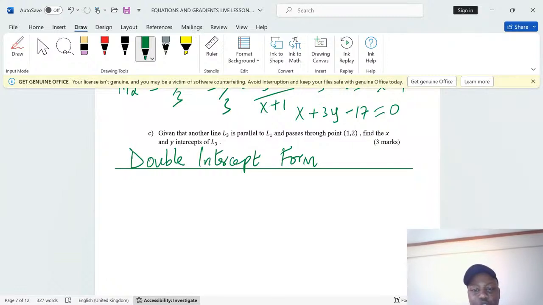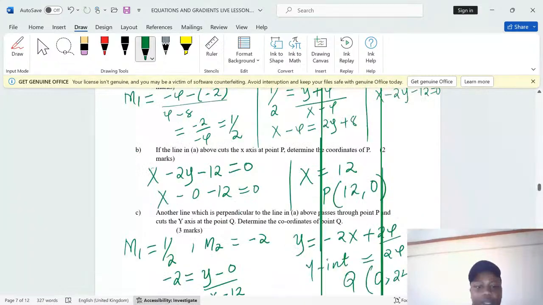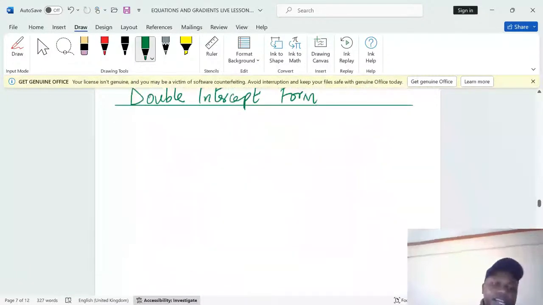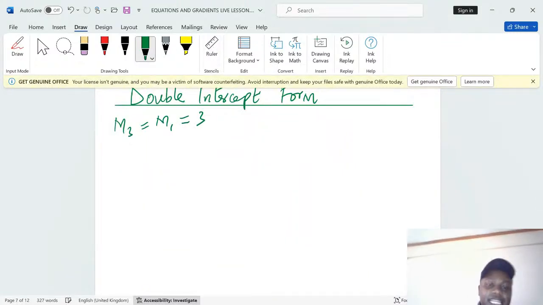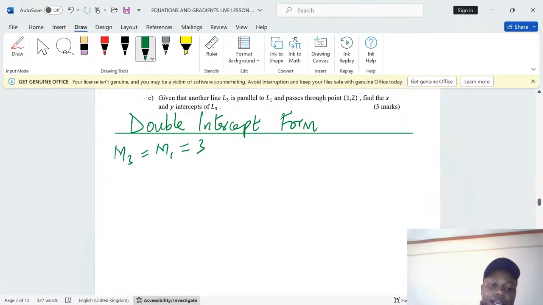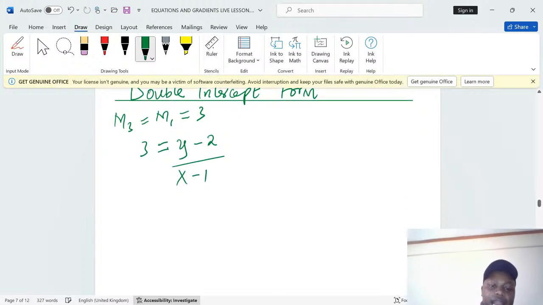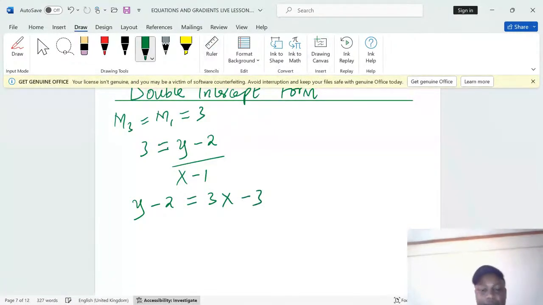When two lines are parallel to one another, they have the same gradient. If the gradient of line 1 is 3, then the gradient of line 3 should be equal to the gradient of M1, and that is 3. The line passes through point (1, 2). Therefore, we can now express the gradient and say 3 equals change in y, y minus 2, out of change in x, x minus 1. Therefore, now we can have y minus 2 equals 3x minus 3.